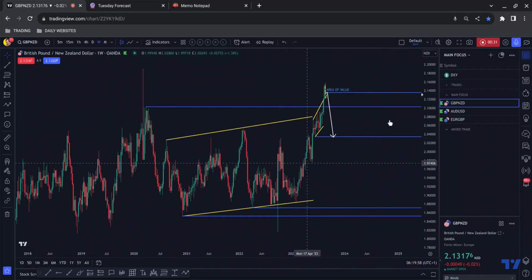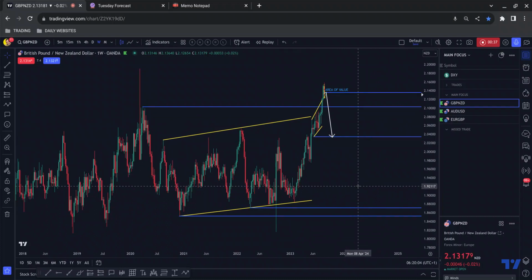So starting off with the best of the bunch, in my opinion, pound Kiwi. Why am I looking at this pair? Well, if you watched yesterday's video, you will know why. But repetition is the name of the game in any endeavor in life when it comes to becoming successful. It's about repeating the same things, getting good at the basics and just rinsing and repeating, basically.